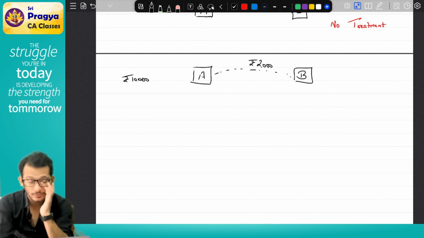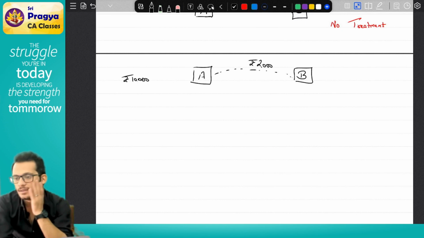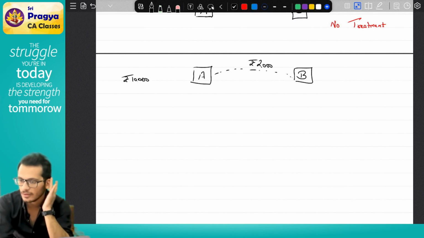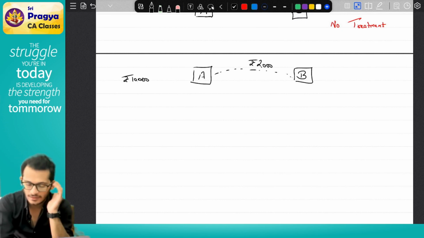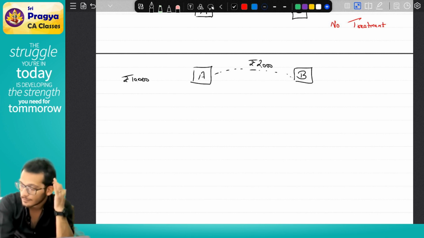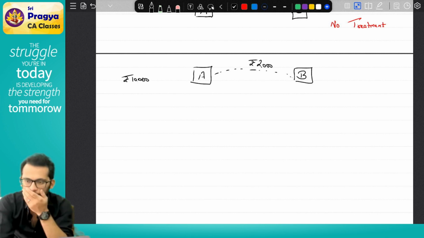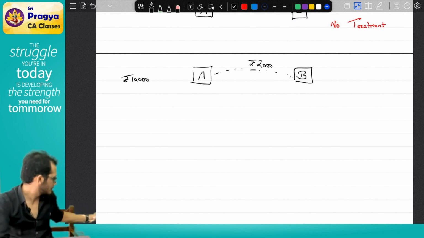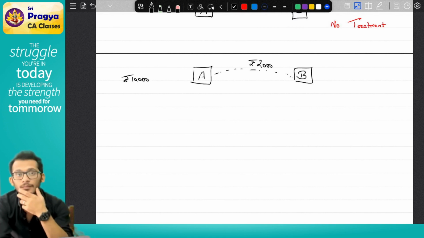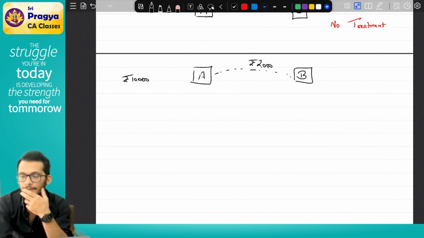The assessing officer has come to you and is saying, I want to disallow 8,000, because you should have sold it for 10,000. You have sold it for 2,000. Is the assessing officer right?